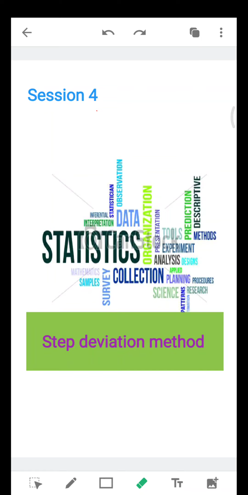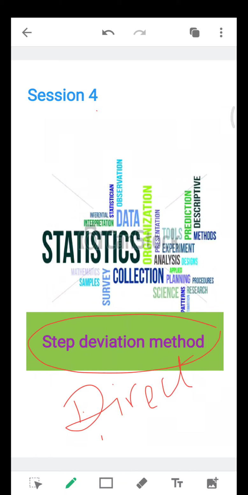In this session we are going to learn a new method of finding mean, that is step deviation method. So this is the third method of finding mean. Previously we have done two methods. Can you name them? Yeah, we learned the direct method and we also learned assumed mean method. Now this is the third method.